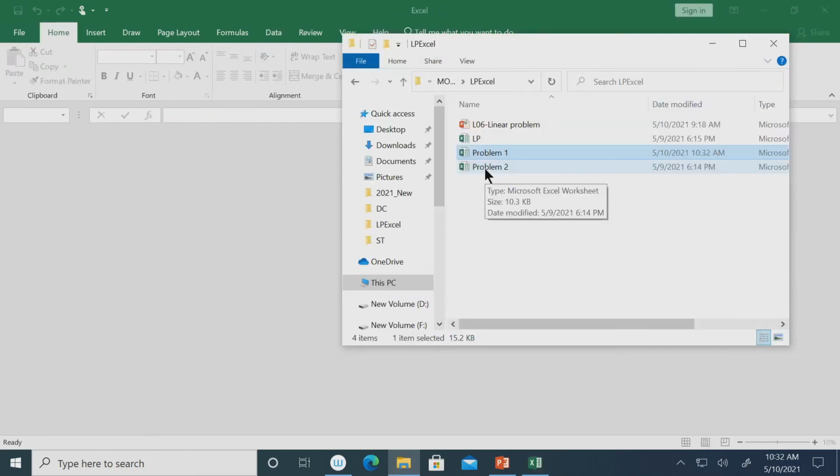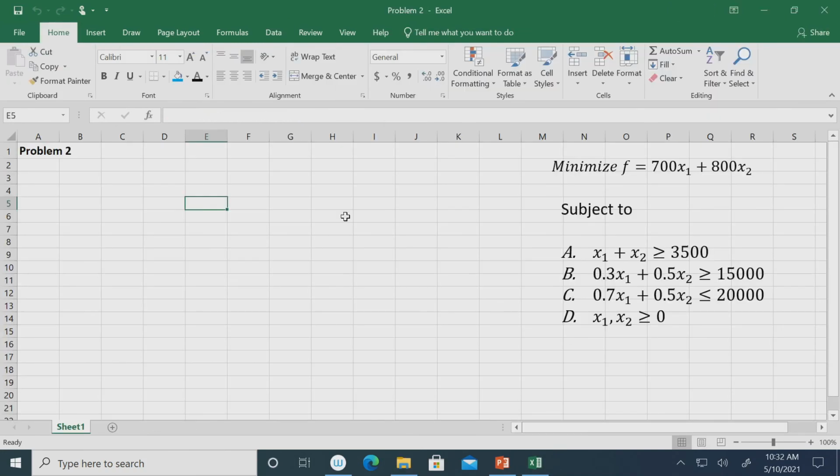Now, let us solve problem 2. This is problem 2, and this is a minimization type problem. Minimize f equal to 700 x 1 plus 800 x 2, and we have 4 constraints. Here also you define the variables. We have two variables here, x 1 and x 2, and I would like to put an initial value of 0 and 0.